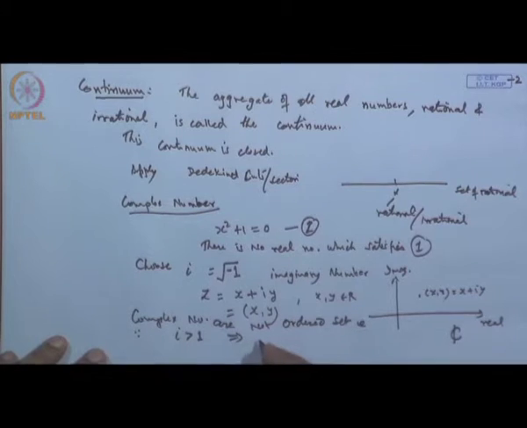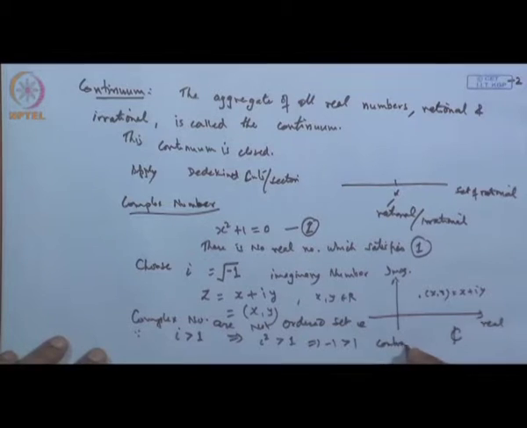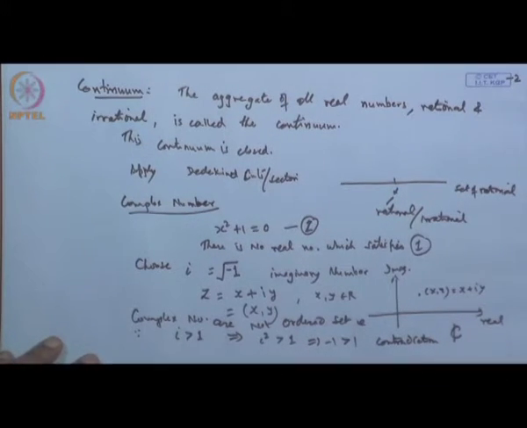So, let us multiply by i again. What you get? i square is greater than 1 again, but i square is minus 1, which is greater than 1. So, a contradiction. It means we cannot assume that. Similarly, if you assume less than, we also lead to a contradiction. So, this shows that an ordering relation cannot be defined over the set of complex numbers.